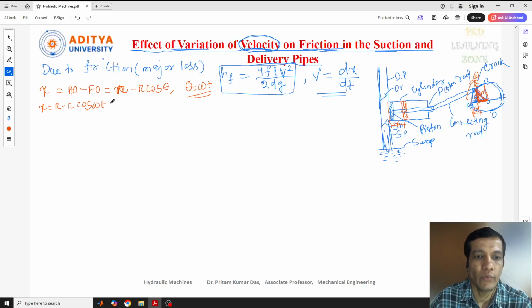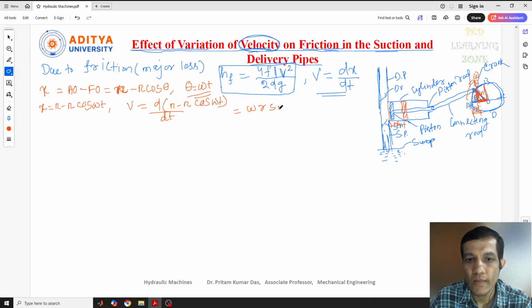These things I have already told you in the last lecture. So I'll just show you how we have taken that v value. So v equal to the derivative of R minus R cos omega t with respect to dt. And finally, I'll get the value that I'll write here, that is omega R sine omega t. Okay, this is the v value. This is the velocity value.